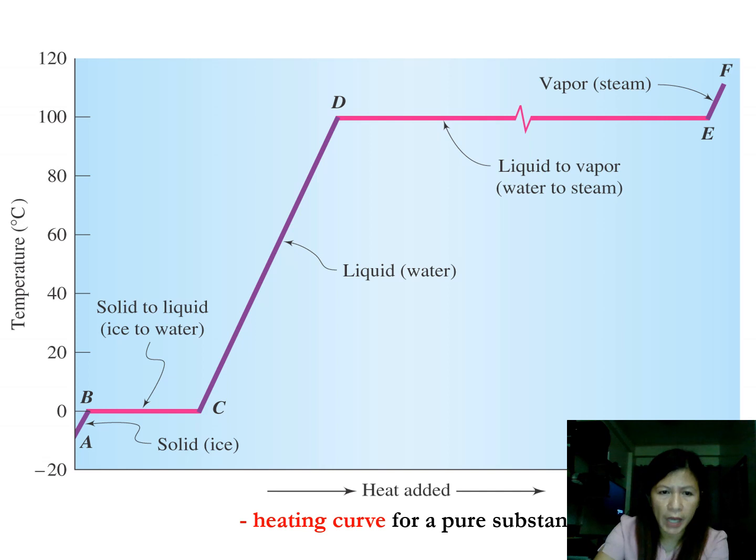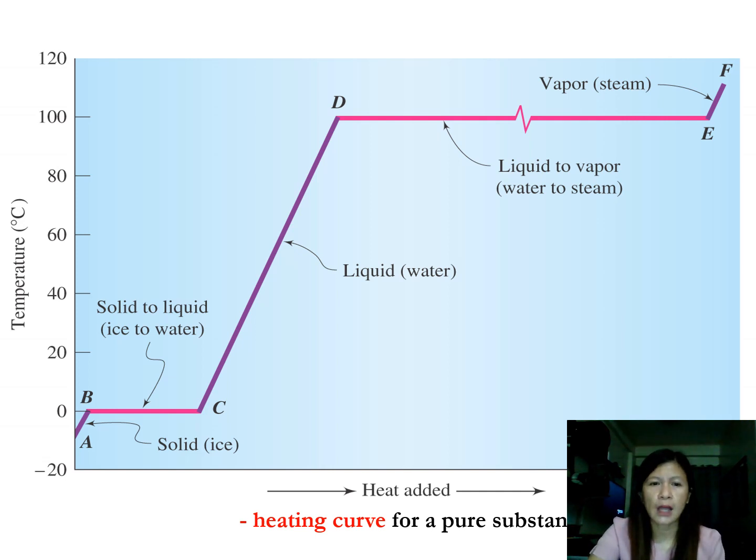Notice the points B and C. Solid water or ice is turning to liquid. At these points, notice temperature is not changing. It remains at 0 degrees Celsius. Take note that during the course of melting or any phase transformation, temperature remains at, let's say in the case of ice, it will remain at 0.